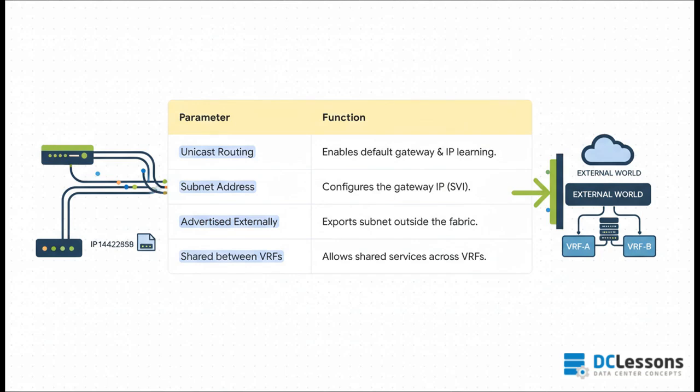The subnet address is pretty straightforward. That's the gateway IP your endpoints will use. Now, these last two are super important for connecting to the outside world. Advertised externally is how you tell your L3 out to start announcing this subnet to your other routers. And shared between VRFs is a powerful feature for things like shared load balancers or firewalls that need to serve clients in multiple different VRFs.